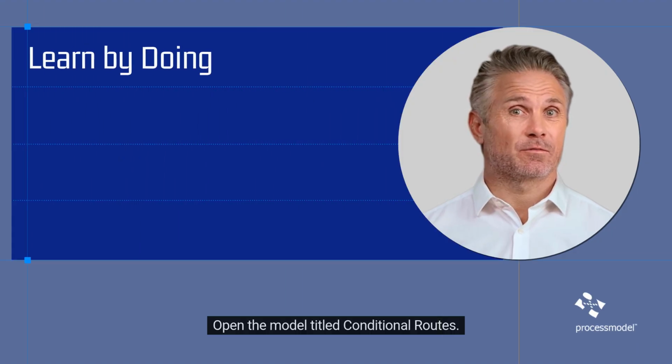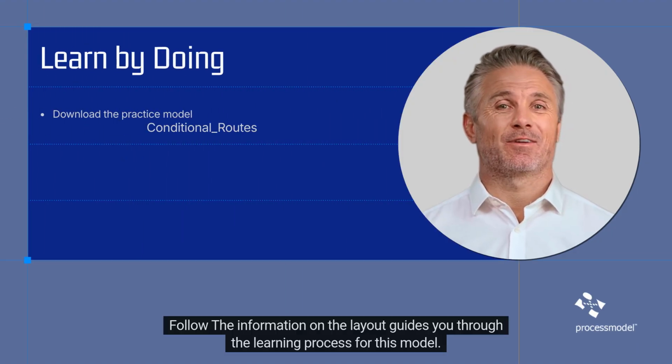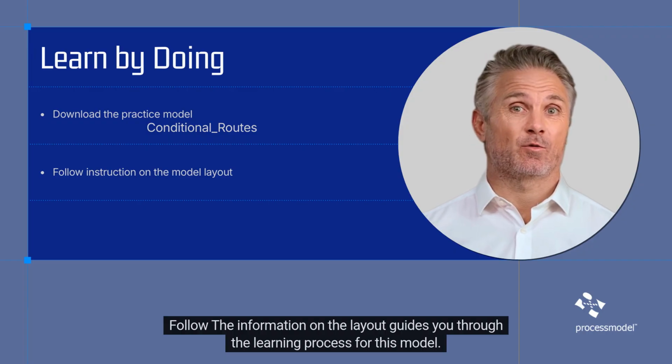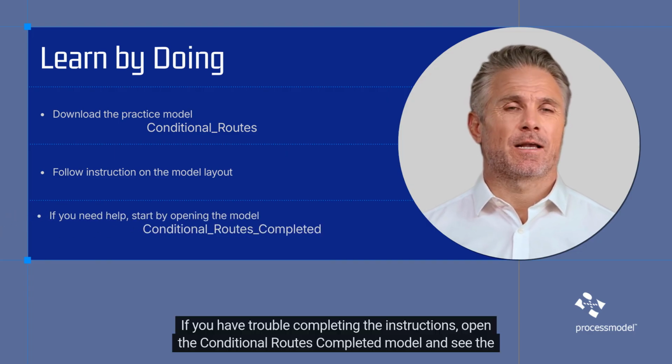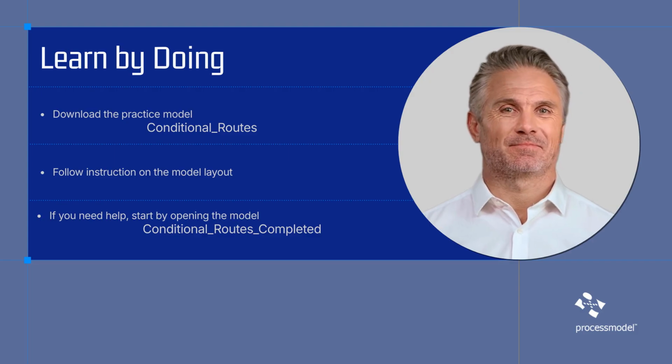Open the model titled Conditional Routes. Follow the information on the layout, which guides you through the learning process for this model. If you have trouble completing the instructions, open the Conditional Routes completed model and see the implemented changes.